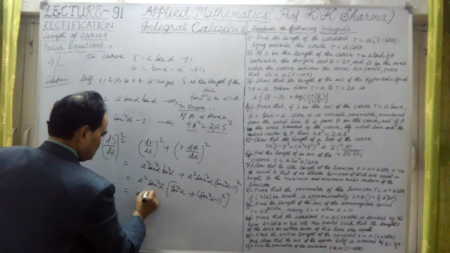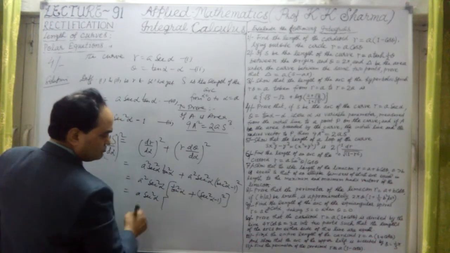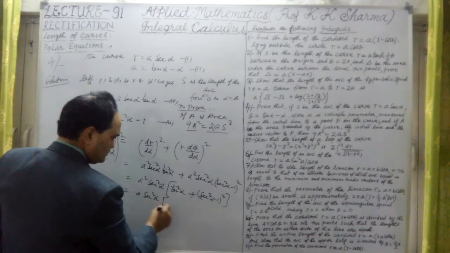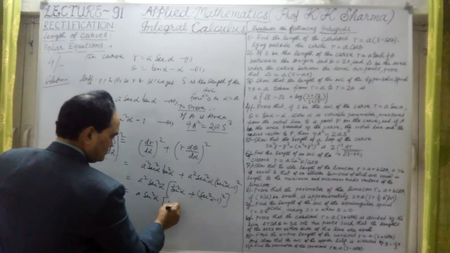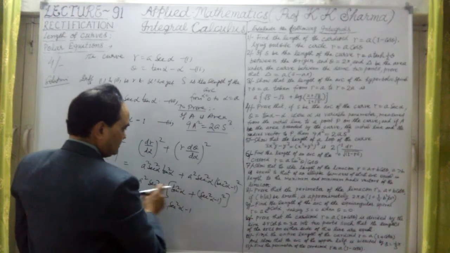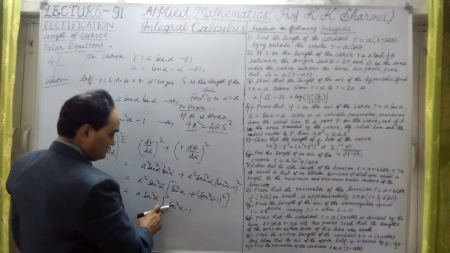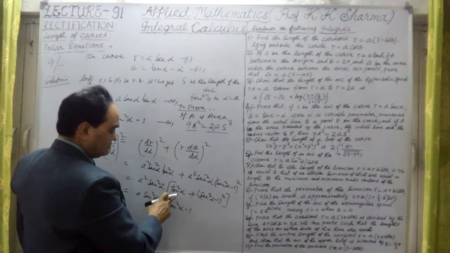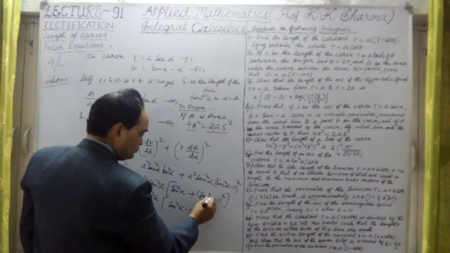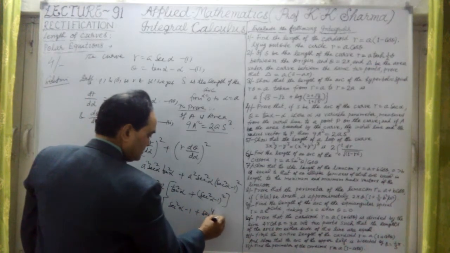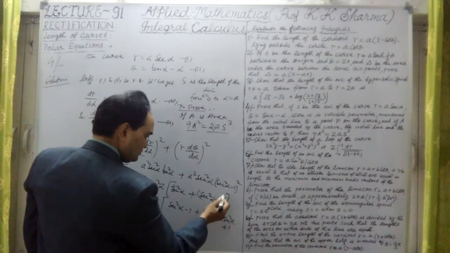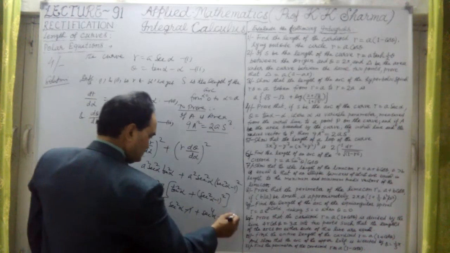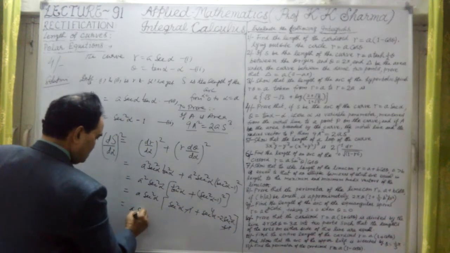Okay, now let me convert this further. This tan square alpha can be written as sec square alpha minus 1, from the trigonometric identity. Tan square alpha is sec square alpha minus 1, plus the whole square of this, which will be sec 4 alpha minus 2 sec square alpha plus 1. Now plus 1 and minus 1 cancel out. We are left with a square into sec square alpha.